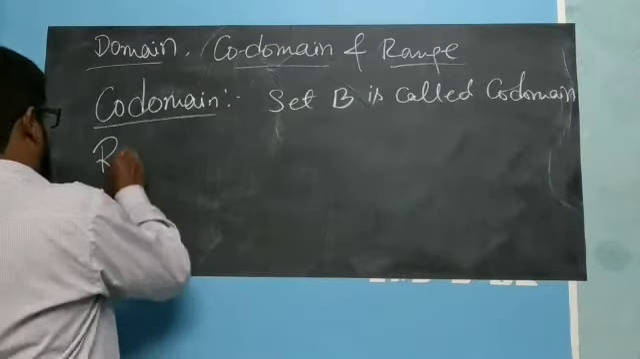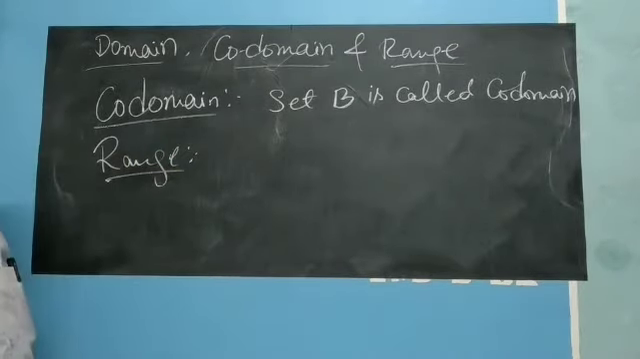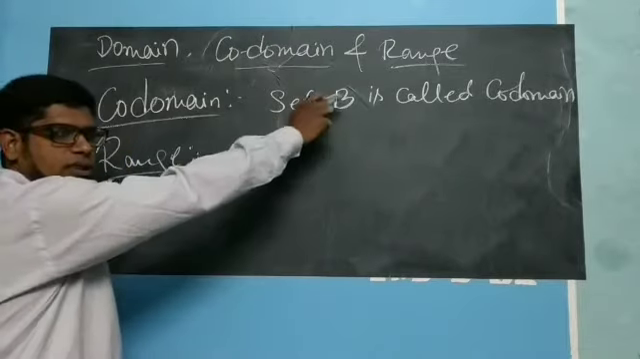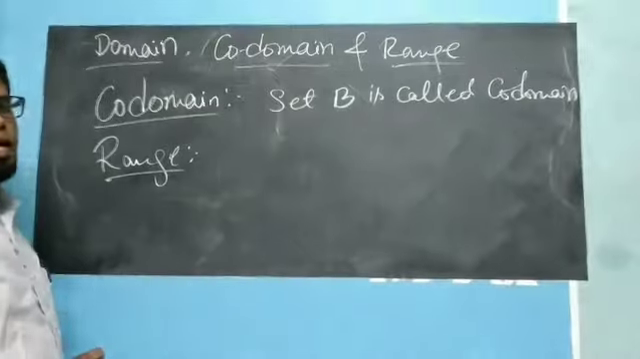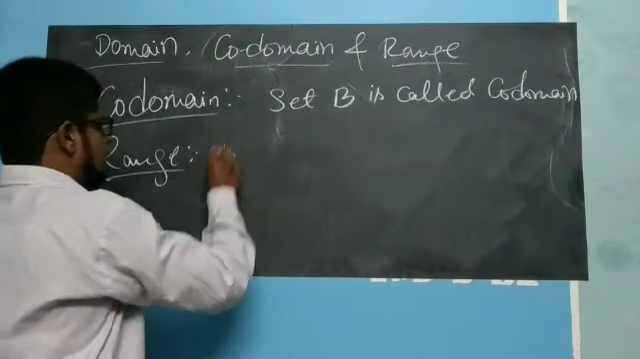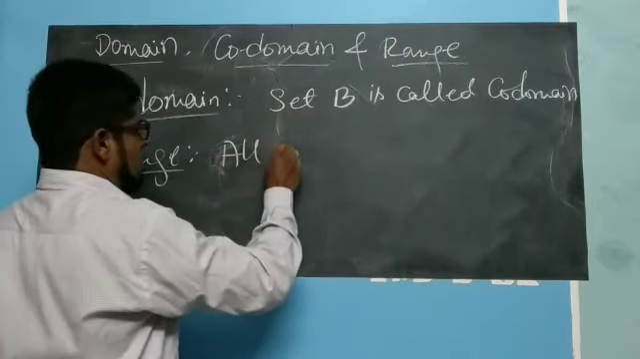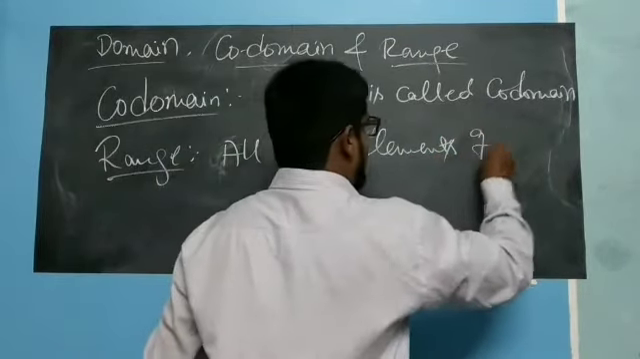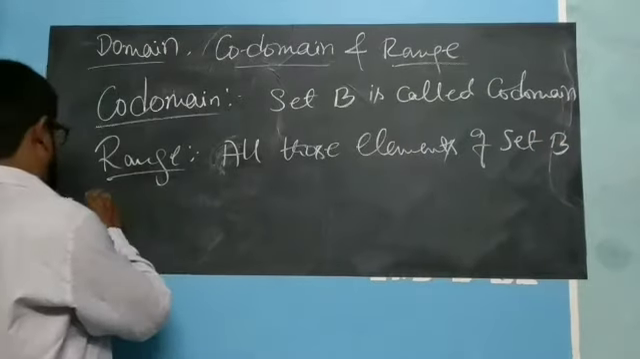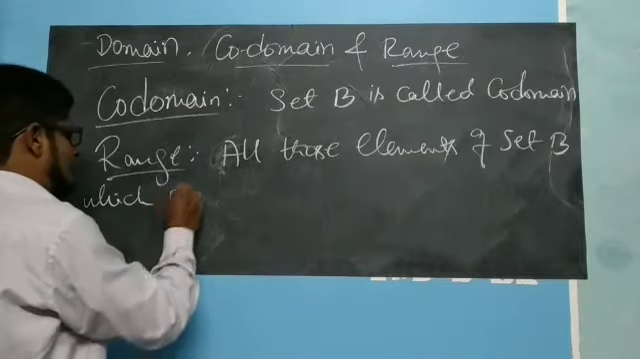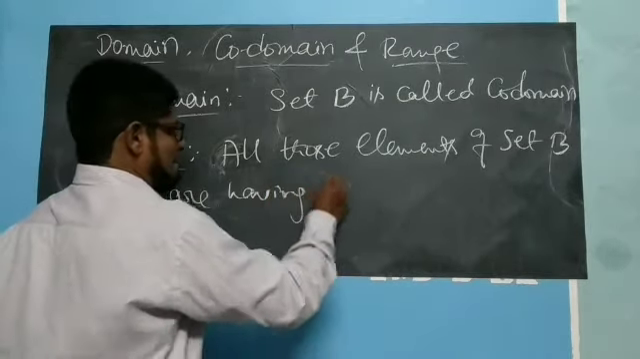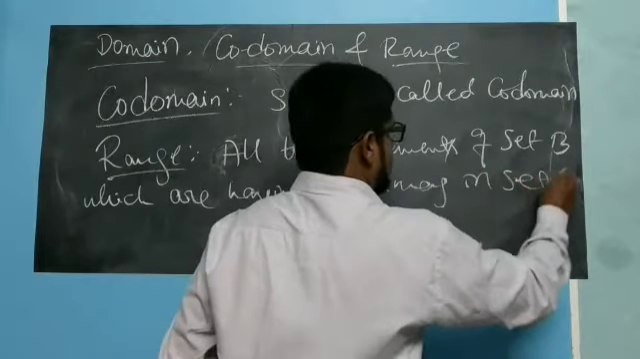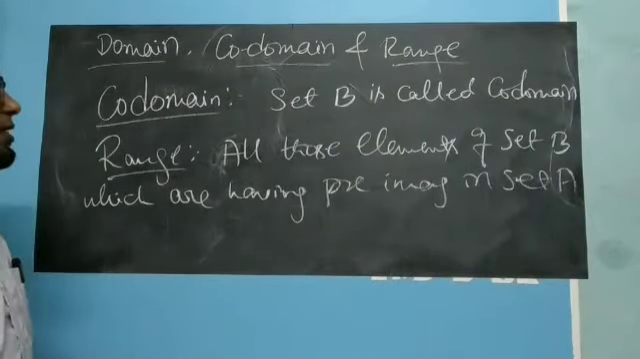Next is range. The definition of range is the elements of set B which are having a pre-image in set A. So the definition of range is all those elements of set B which are having a pre-image in set A.